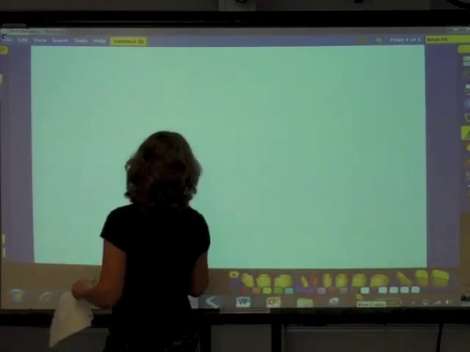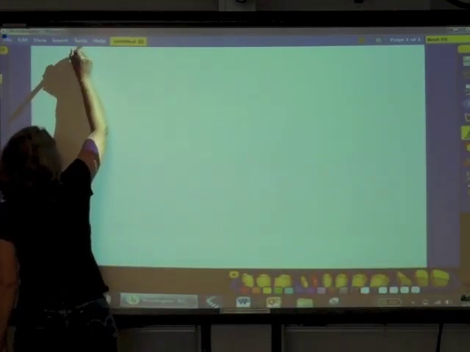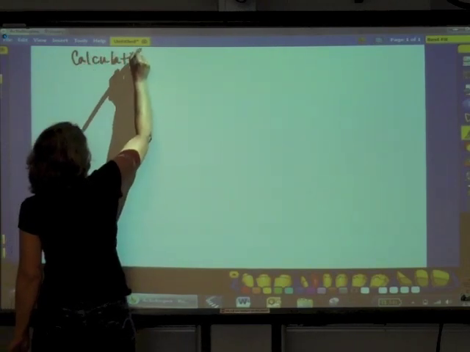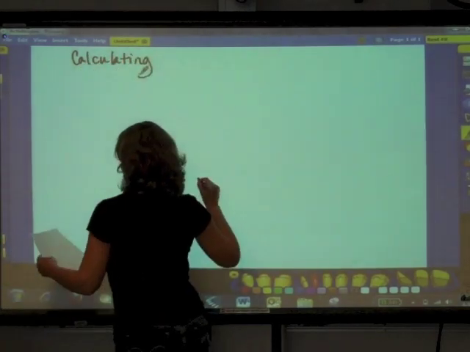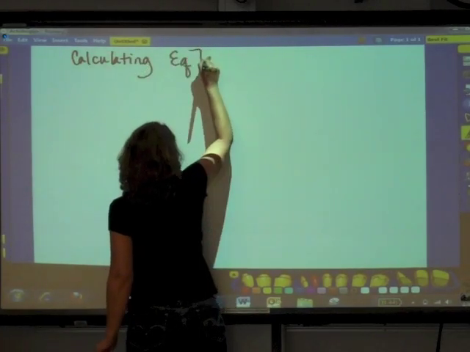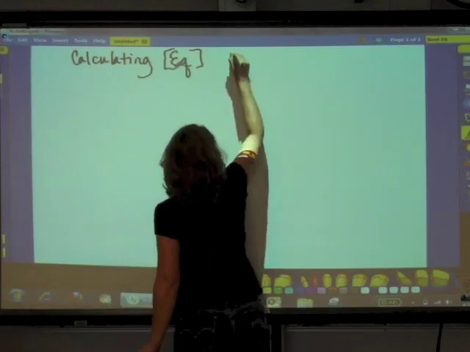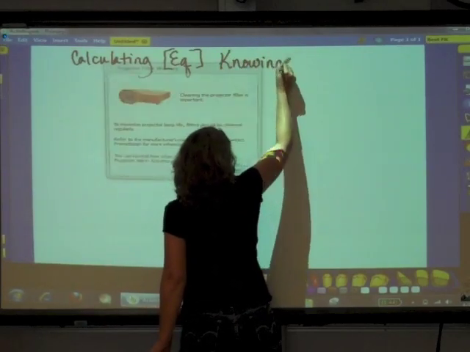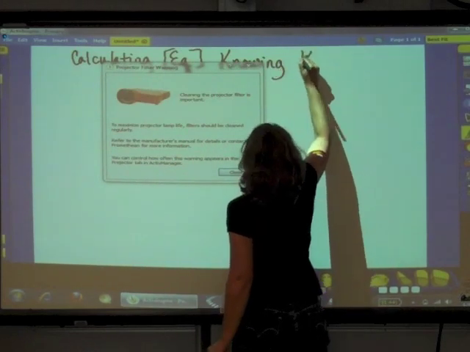Our title today is calculating equilibrium concentrations, knowing K.